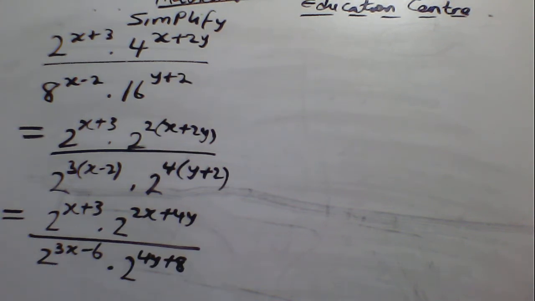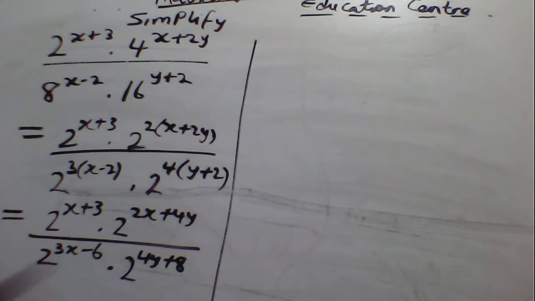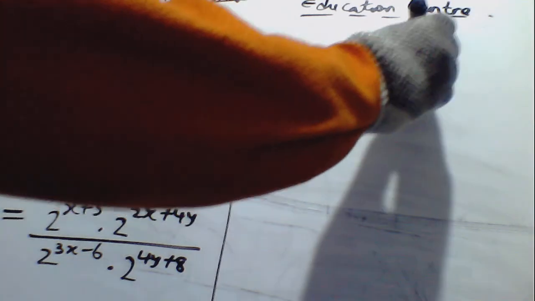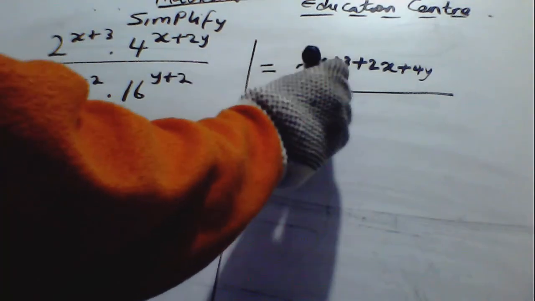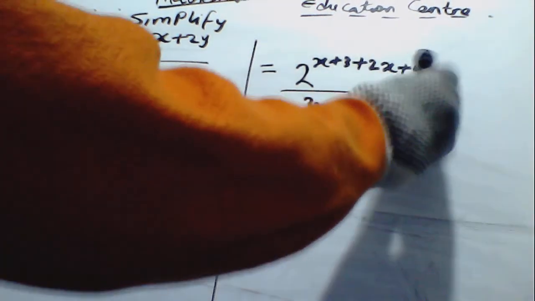So from here, you can collect like terms. How do you collect like terms together? Then from here, we can simplify further. They have equal base, so sum the power. So this is the same as 2 raised to power x plus 3 plus 2x plus 4y, divided by 2 raised to power 3x minus 6 plus 4y plus 8.